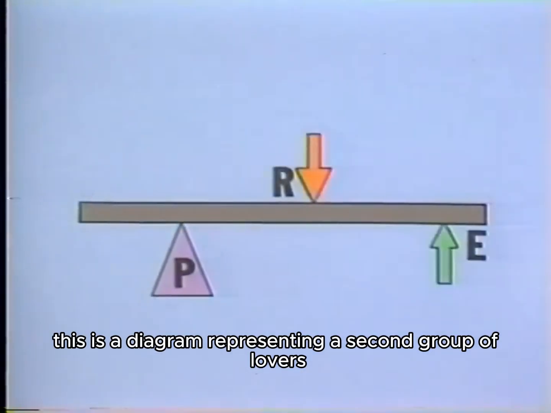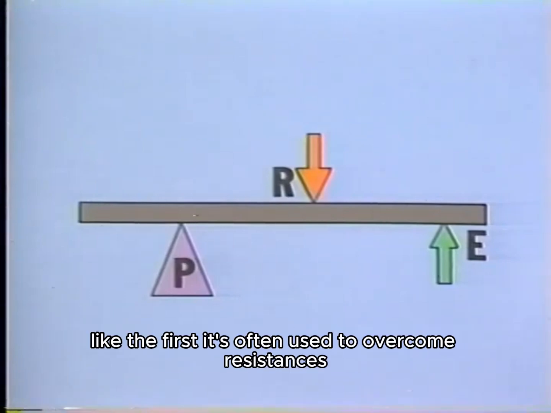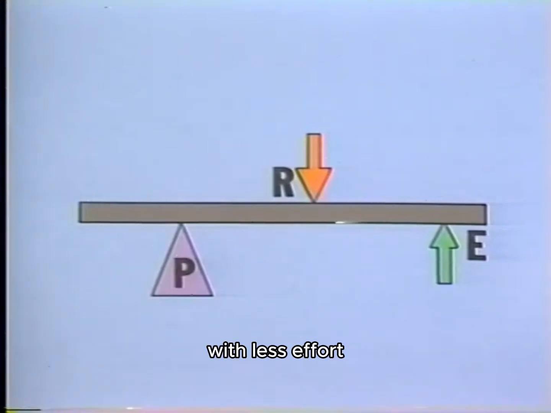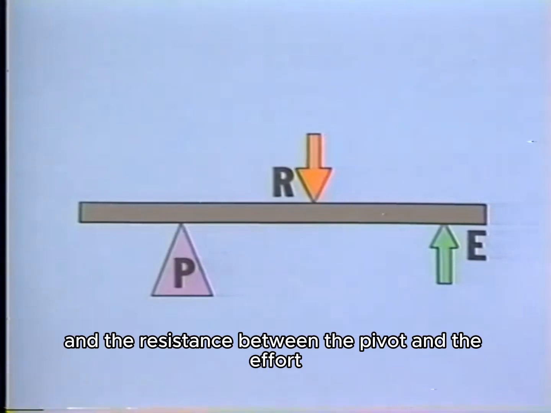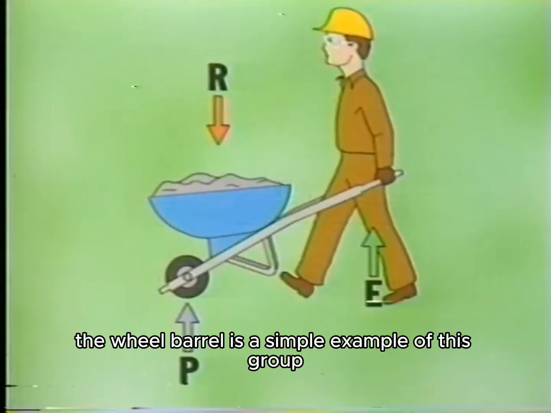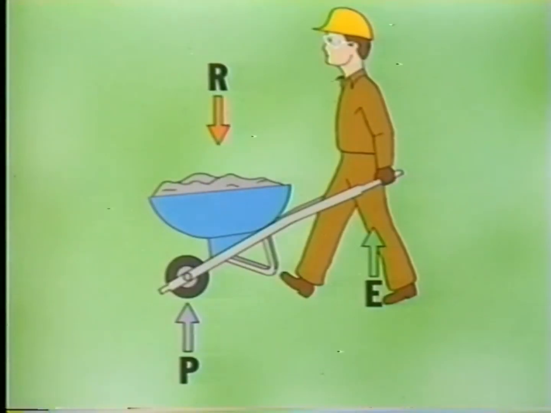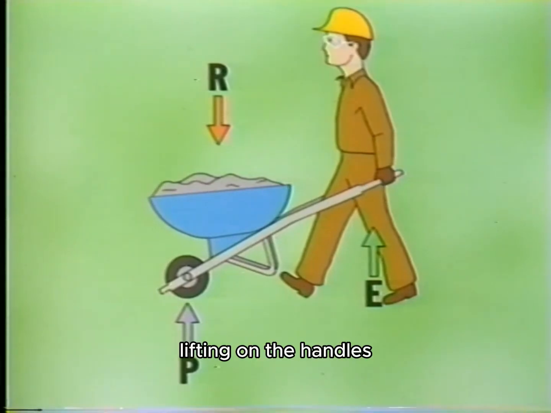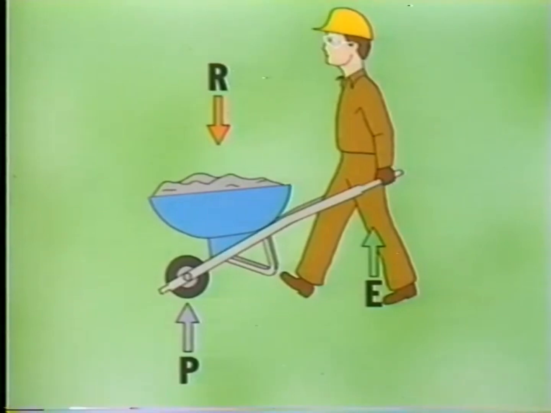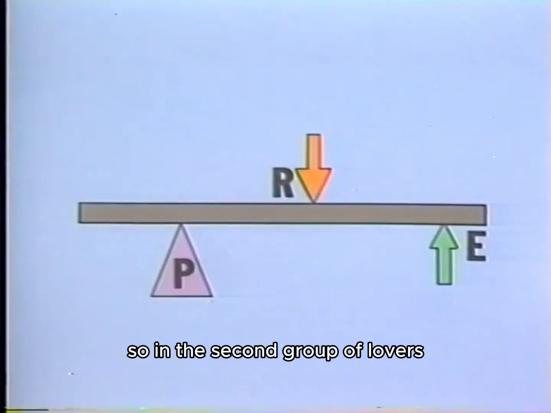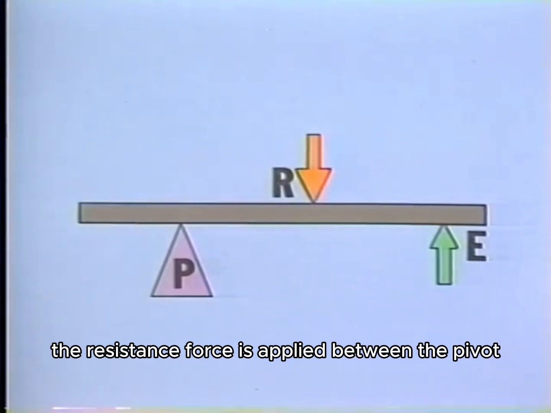This is a diagram representing a second group of levers. Like the first, it's often used to overcome resistances with less effort. This lever has the pivot at one end and the resistance between the pivot and the effort. The wheelbarrow is a simple example of this group. It has a pivot at the wheel. The effort is supplied by the person lifting on the handles, and the resistance is the weight located between the pivot and the effort. So in the second group of levers, the resistance force is applied between the pivot and the effort force.